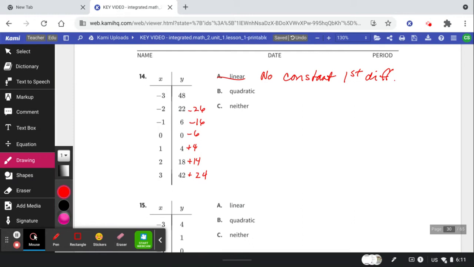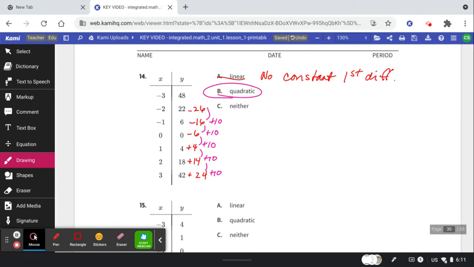So let's look at the next jump. Next jump goes from negative 26 up to negative 16. Do you see the jump up of 10? From negative 16 to negative 6, do you see the jump up of 10? From negative 6 up to 4, from 4 to 14, from 14 to 24. I do have a constant second difference.